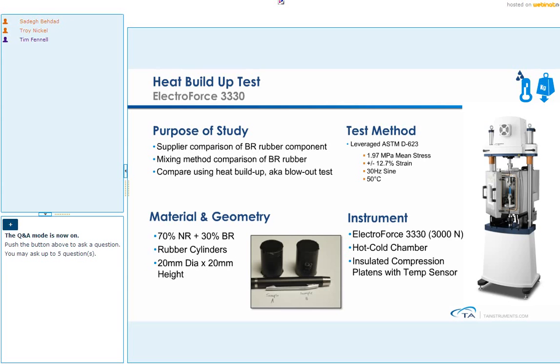The standard sample size is 20 millimeters tall and 17 millimeters in diameter. In this case, our samples were molded differently, so this was 20 millimeters by 20 millimeters. It's a compound that is made of 70% natural rubber and 30% butadiene rubber.